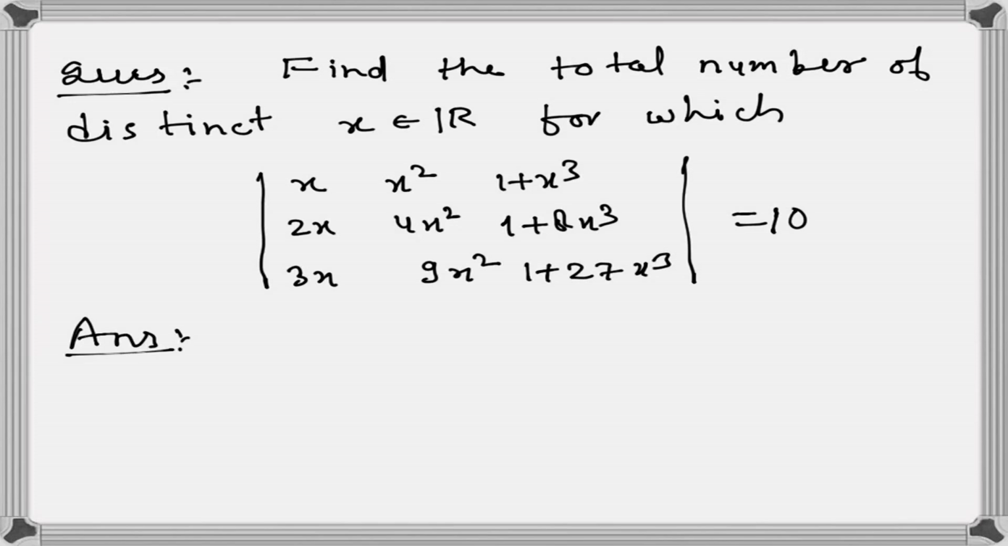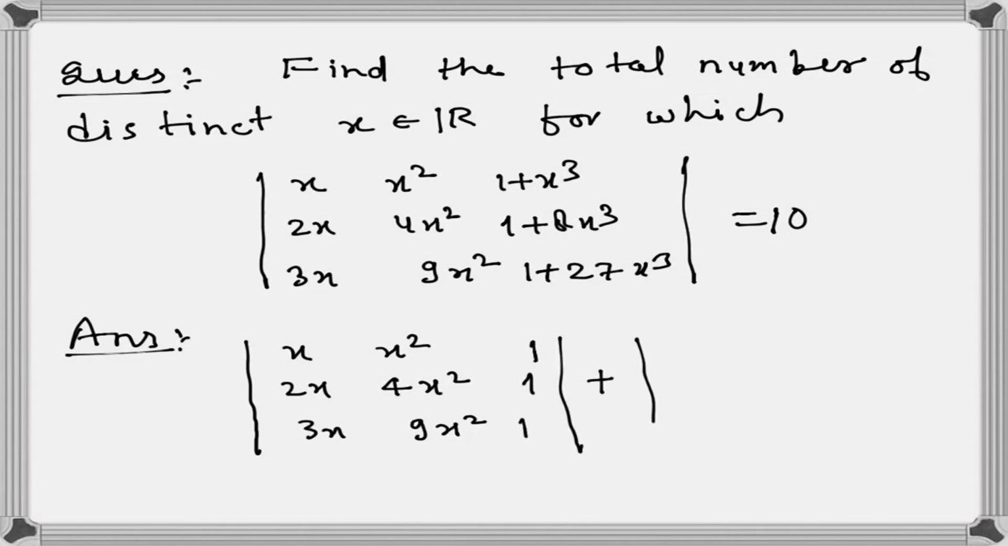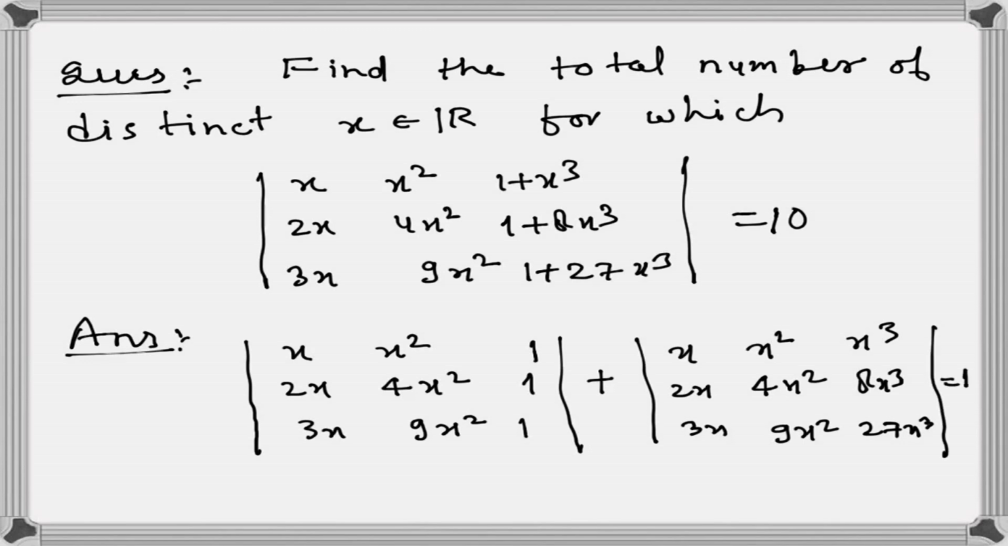Okay, so let's simplify. Let's break this determinant into two parts. The first part is x, 2x, 3x; x square, 4x square, 9x square; 1, 1, 1. This is the first determinant. The second determinant is x, 2x, 3x; x square, 4x square, 9x square; x cube, 8x cube, 27x cube. This is equal to 10. Now let's simplify these determinants.